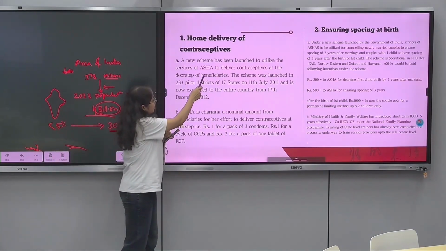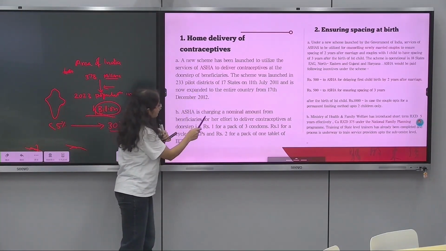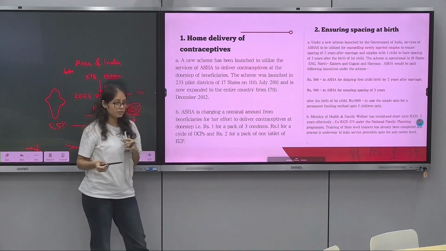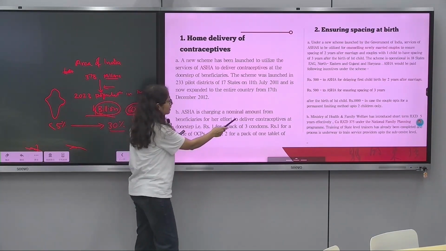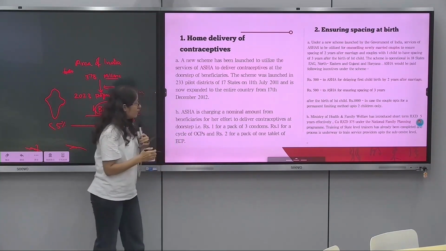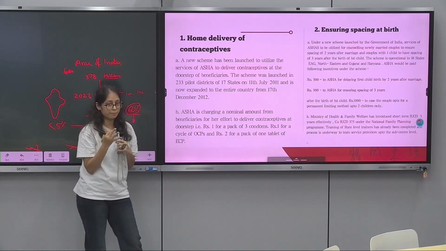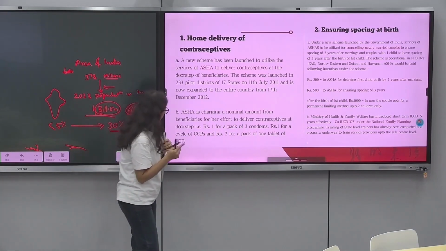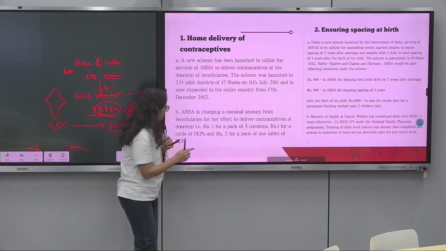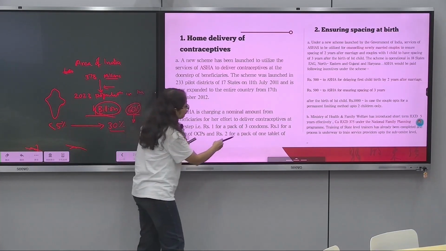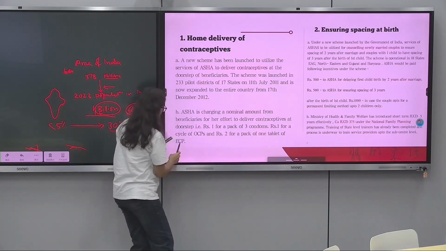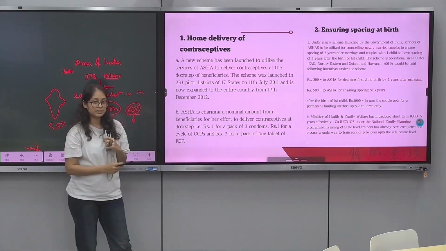So in order to promote this, ASHA workers are charged a nominal amount: they will be given rupees 1 for distributing 3 condoms, rupees 1 for giving OCPs, and rupees 2 for a pack of 1 tablet of ECPs. What is ECPs?